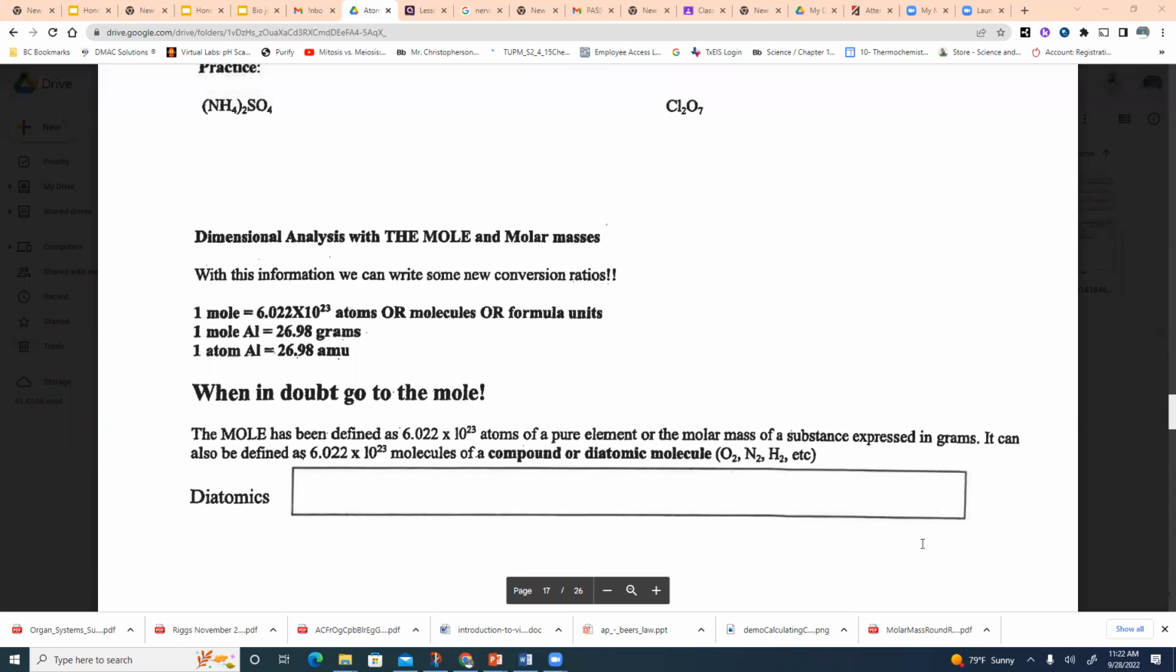We're going to do some conversions, and we'll be using molar mass and Avogadro's number as conversion factors. To do these conversions, we're going to use dimensional analysis. And we've done that before.